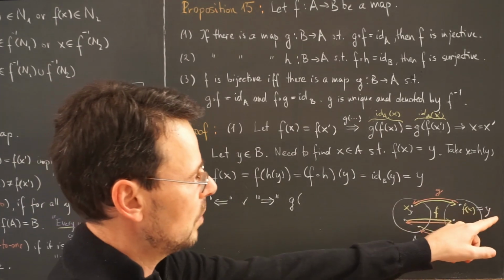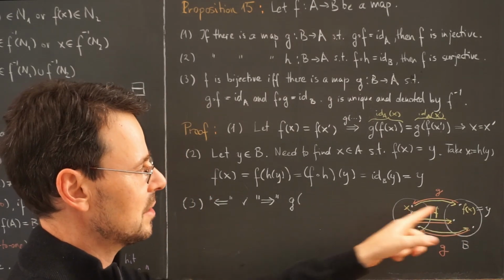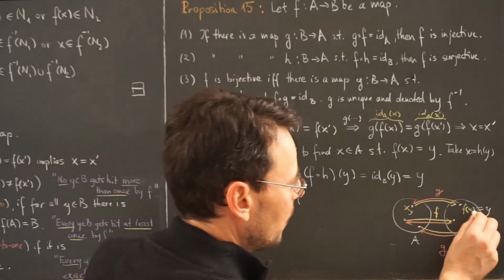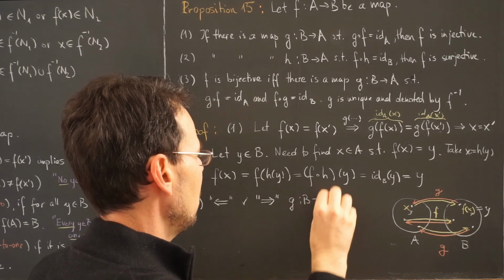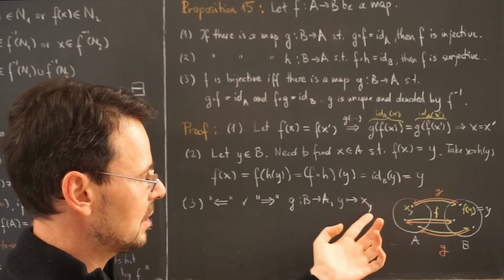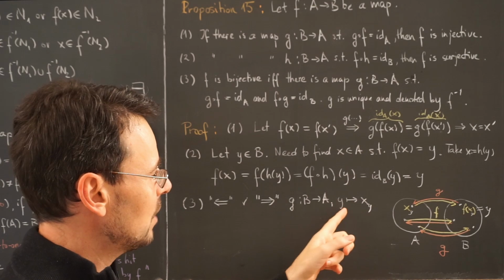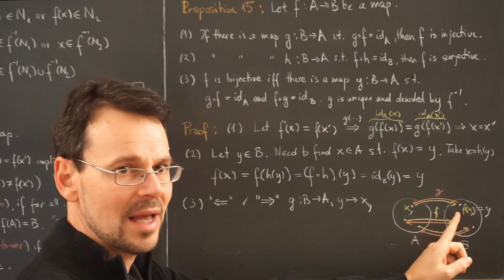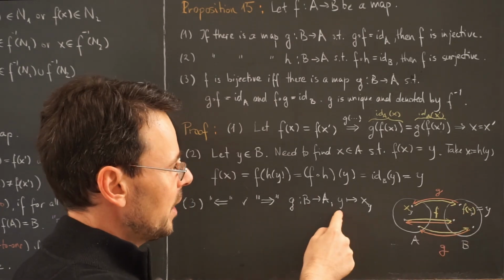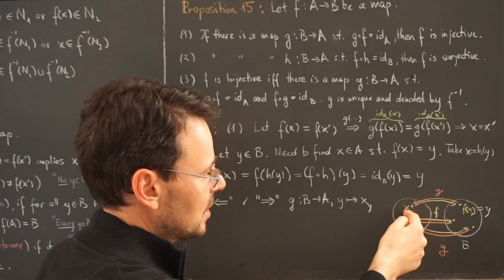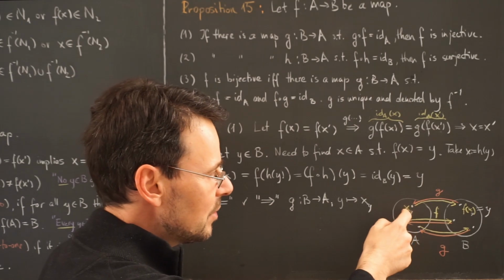If I call this here y, then I know this is of the form f of x for exactly one x, which I call x sub y. So if I define G from B to A by mapping y to x sub y as explained here, I get a map. Again, every element of B is of this form because f is surjective, right? So every y can be written as some f of some x. And because f is injective, this here is unique.